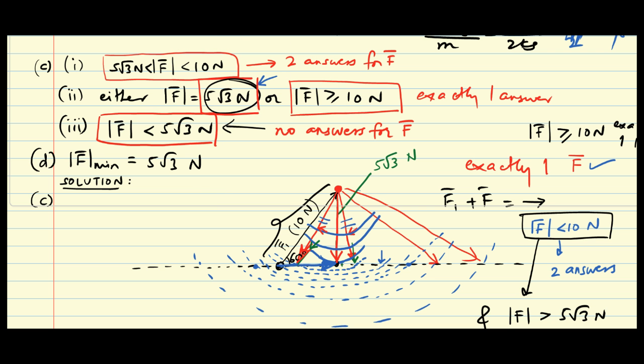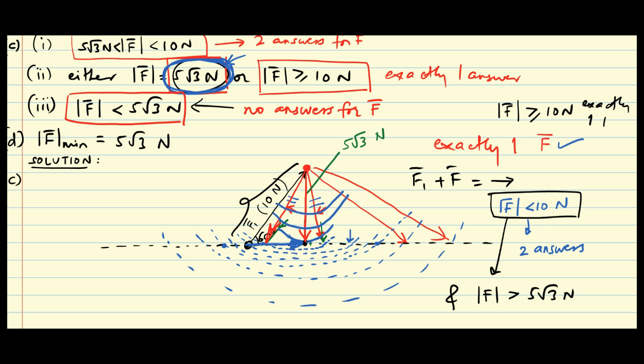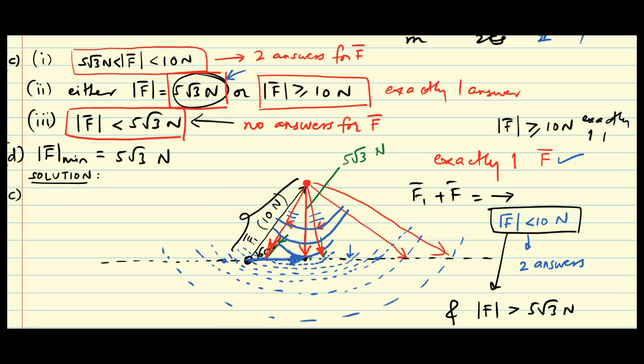And of course part D is answered already. What could be the minimum possible magnitude of f bar? What I mean is the minimum possible magnitude of f bar which fulfills the condition of the problem, namely that the resultant must be towards the right. So you can see that if mod of f bar is greater, then of course you do get an answer for f bar. In fact, you get exactly one answer.